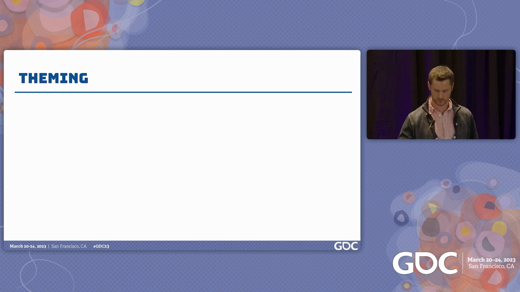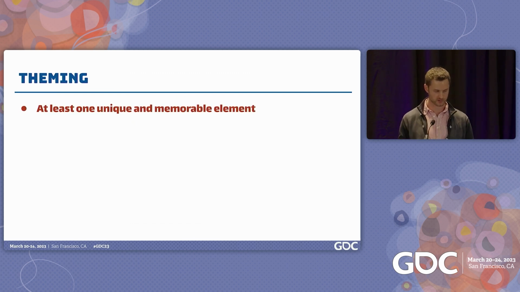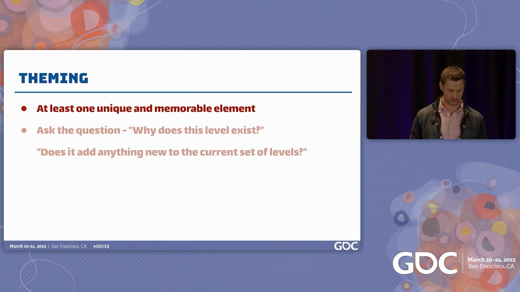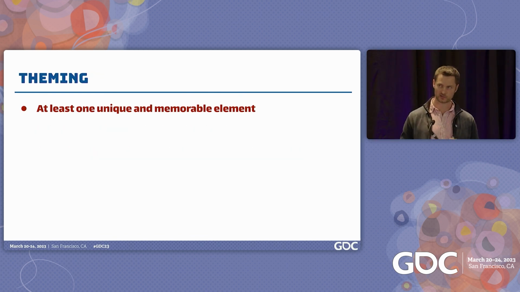So next thing to talk about is theming. One thing that I realized was really important in making the levels was to try and find at least one unique and memorable element in every level. This could be something where there's a very unique use of a mechanic, or it could even be that the shape of the level is very, very different.